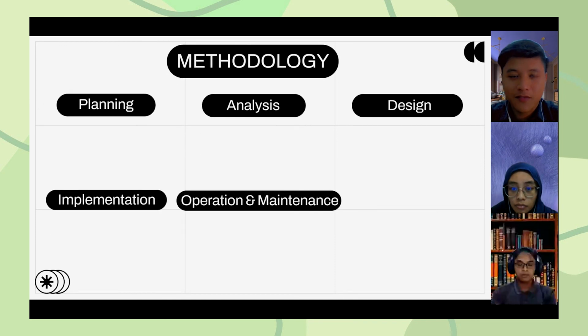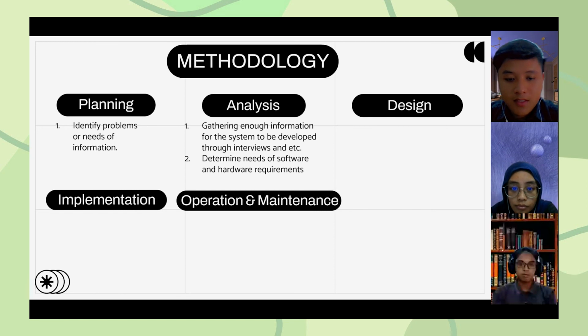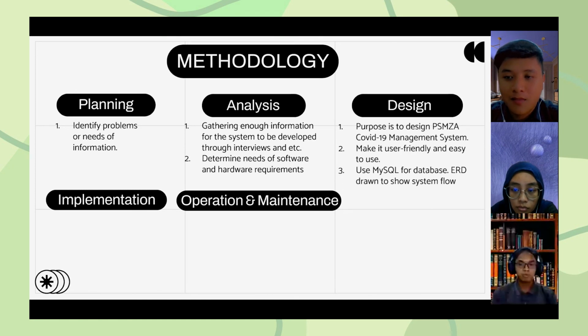For the first phase, which is planning, we identify the problems or needs of information. Next, for analysis, we gather enough information for the system to be developed through interviews and so on. We determine the needs of software and hardware requirements. Moving on to design, we propose to design the PSMZA Covid-19 Management System. We make it user-friendly and easy to use. We use MySQL for the database and ERD to show the system flow.